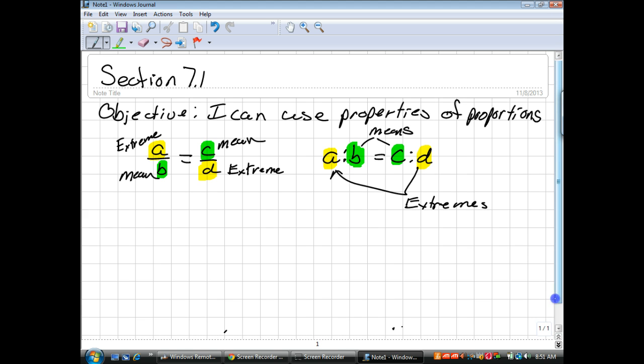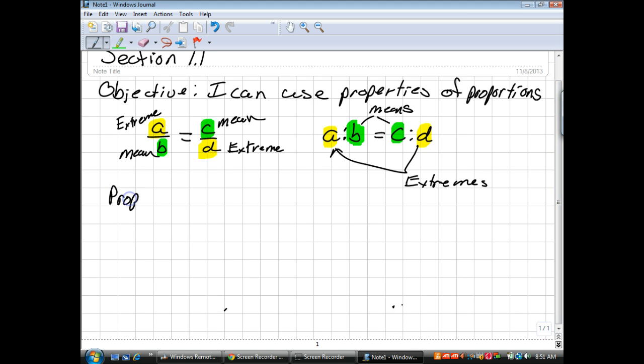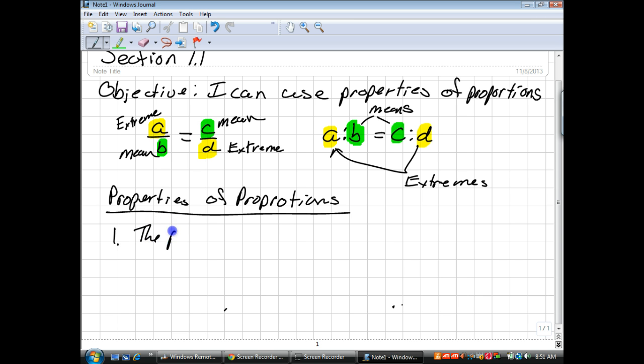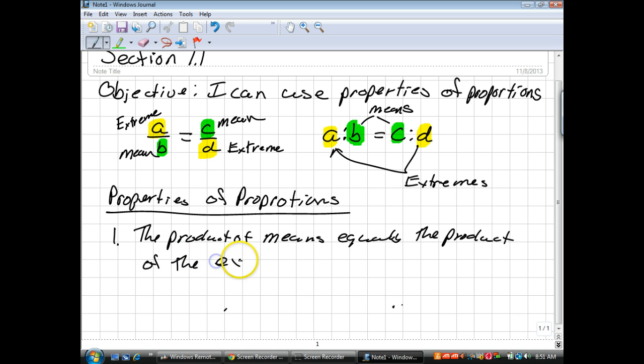And the properties of proportions are the following. Number one, the product of the means equals the product of the extremes.